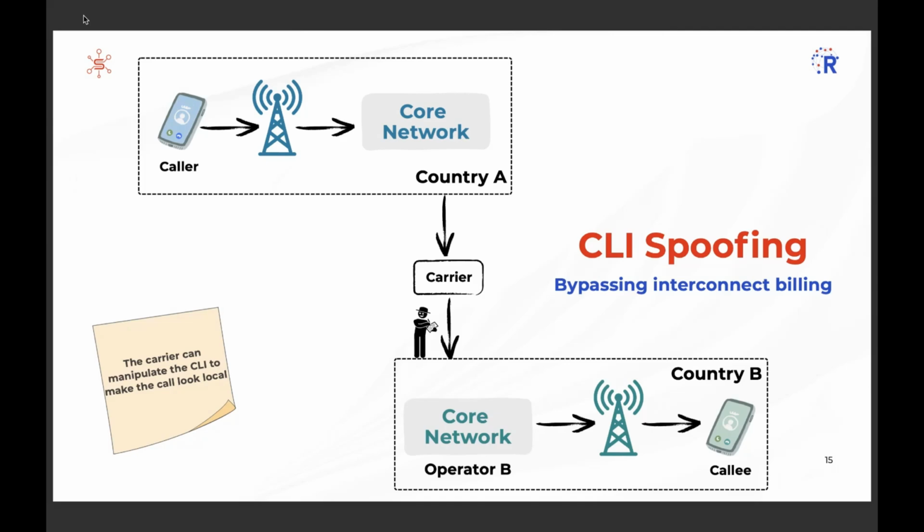So instead of passing the real number, they insert a local-looking number. So when the network in country B gets the call, it thinks, oh, that's a local call, not an international one. So that means that they will get billed at a much lower rate for the call that looks local. Meanwhile, the fraudster will keep the money that should have gone to the legitimate carrier. So this kind of manipulation causes a major revenue loss and breaks the fair system that's supposed to support telecom networks globally.